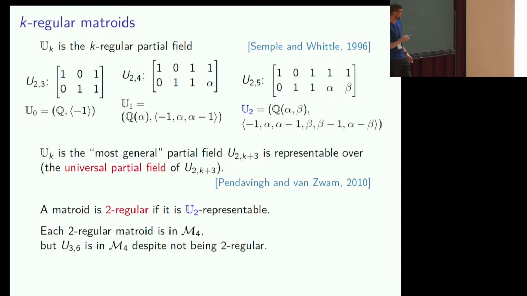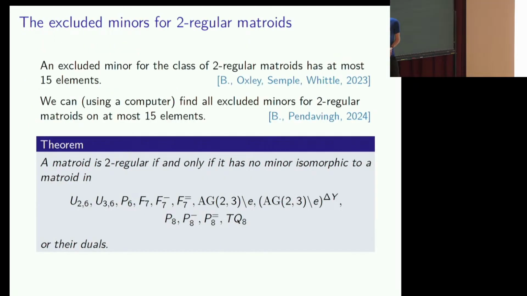Okay, so as we know, U3,6 gives us an example of a matroid that's in M4 but is not 2 regular. So this 2 regular partial field is not the partial field we're looking for. So I'll come back to that in a moment. First, back to 2 regular matroids.